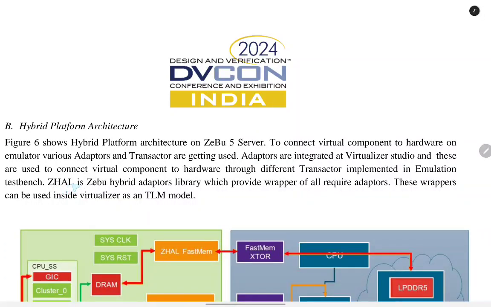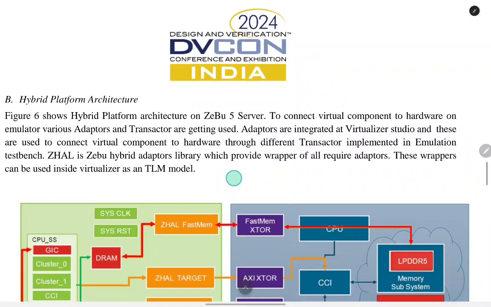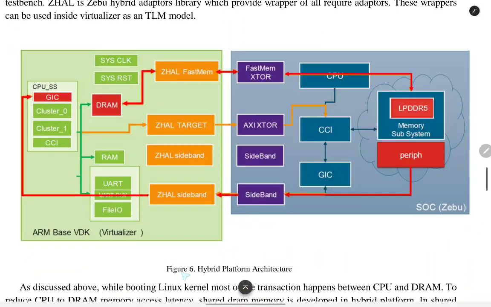ZeBu hybrid adapters library provides a wrapper of all required adapters. These wrappers can be used inside the virtualizer as TLM models. Figure 6 is the hybrid platform architecture.